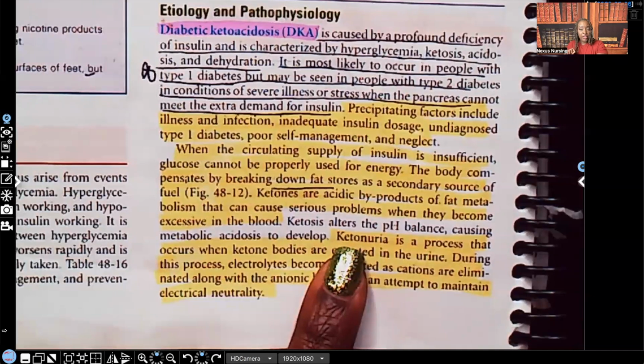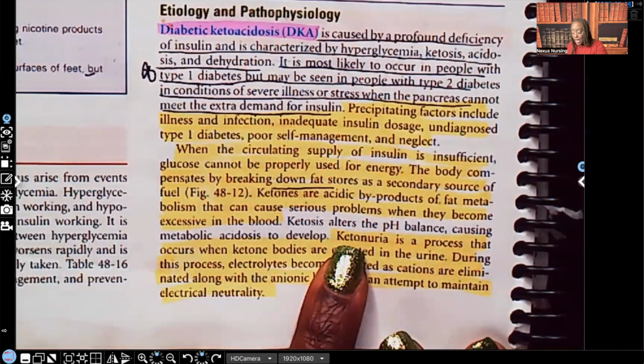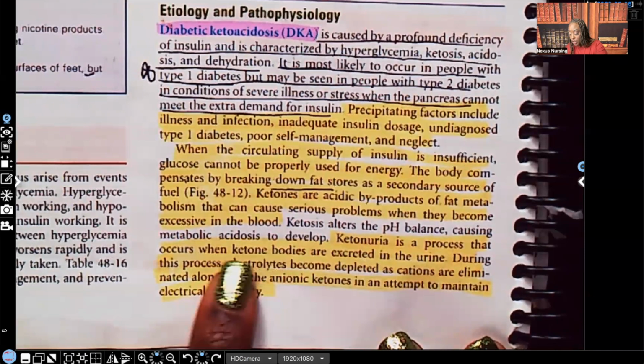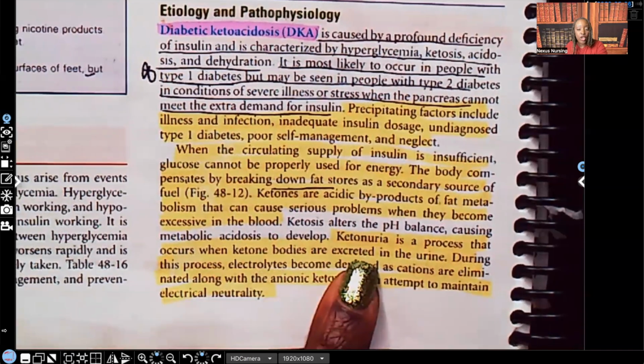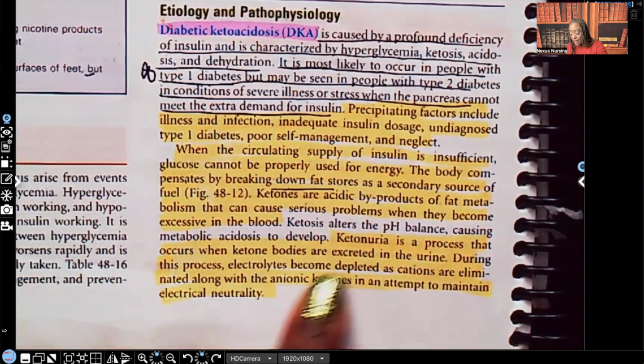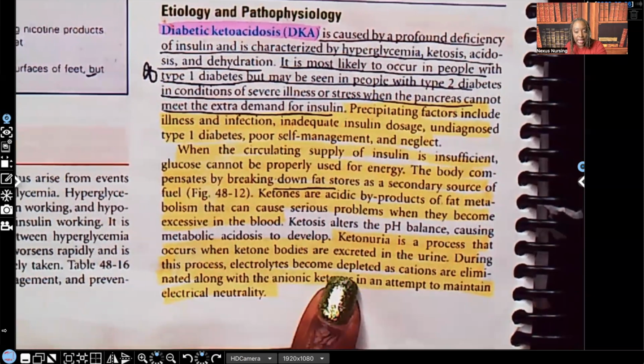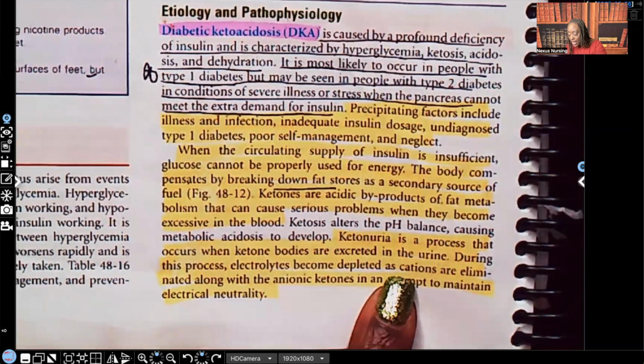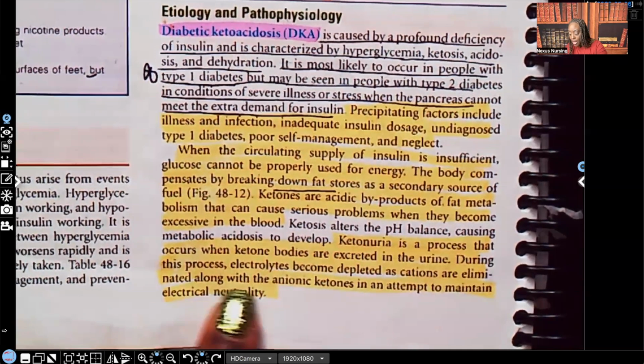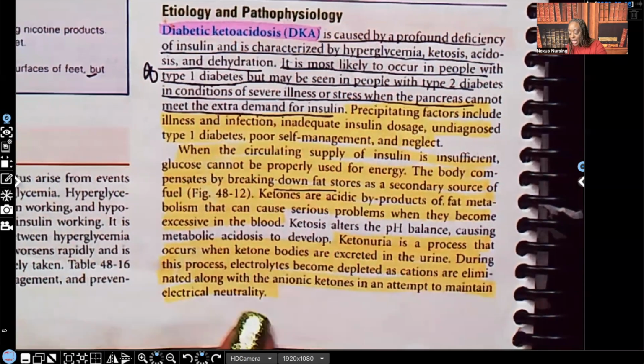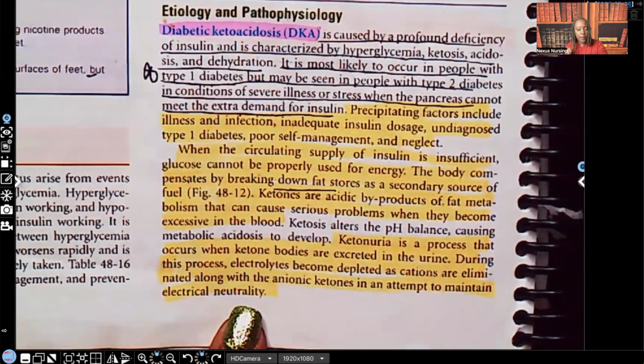Ketonuria, having ketones in the urine. Ketonuria is a process that occurs when ketone bodies are excreted in the urine. During this process, electrolytes become depleted. So they go down, they're low. They become depleted as cations and are eliminated along with the anionic ketones in an attempt to maintain electrical neutrality. That says a lot, guys.